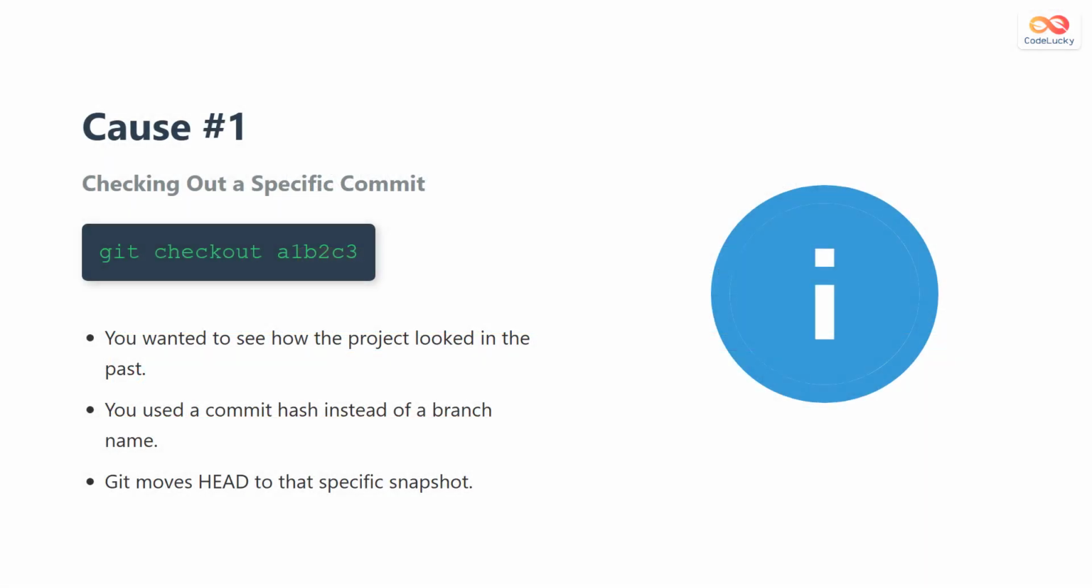Why does this happen? The most common cause is checking out a specific commit hash. You might do this to see how your project looked a week ago. When you run git checkout with a commit ID, Git moves you to that exact snapshot, putting you in a detached state.